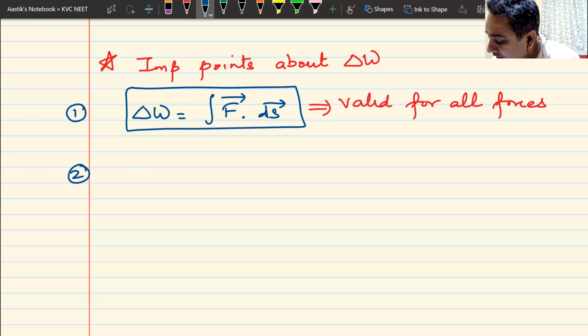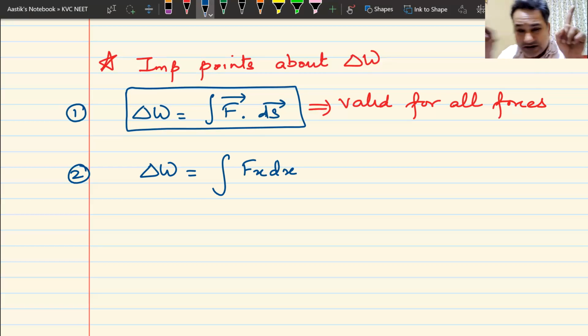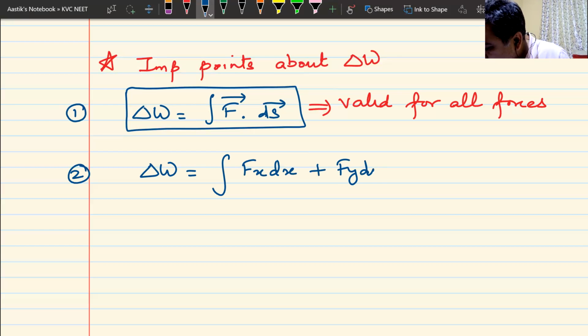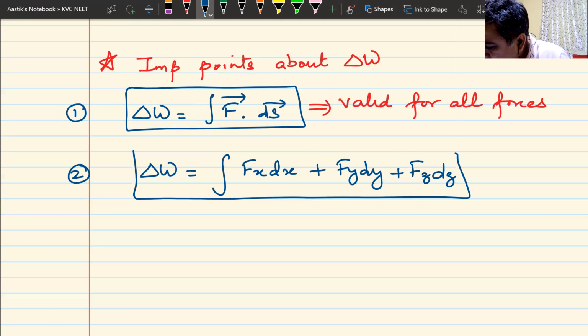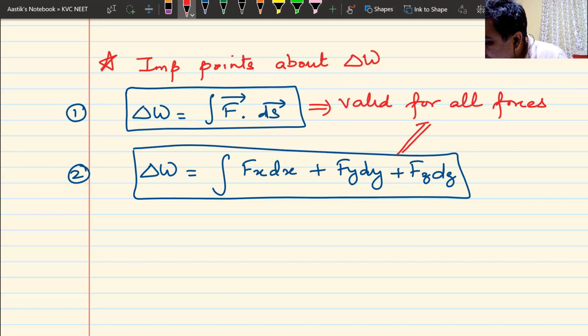Point number 2, I'll elaborate more on this. Delta W can be written as integral of Fx dx. I hope you remember this. We had taken the dot product Fx dx plus Fy dy plus Fz dz. This is just a revision of what we have already done. Again, this formula is also valid for all forces because this formula has been derived from the first one.